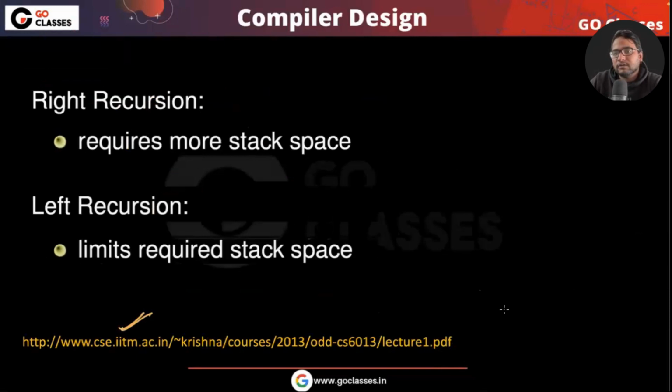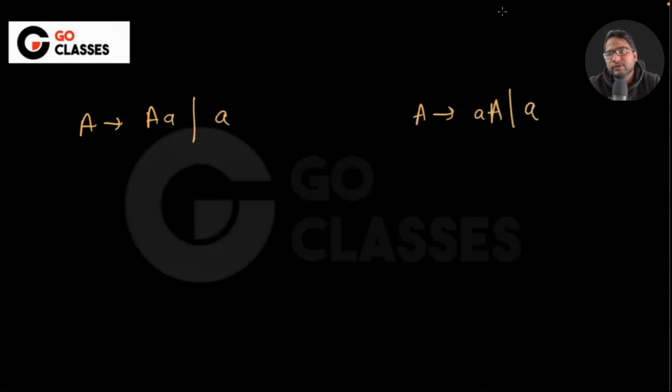Okay, so let's do one more question. Tell me which will take less space and which will take more space in theta of n space, if you want to parse a power n. Which will take less and which will take more? Just let me know.